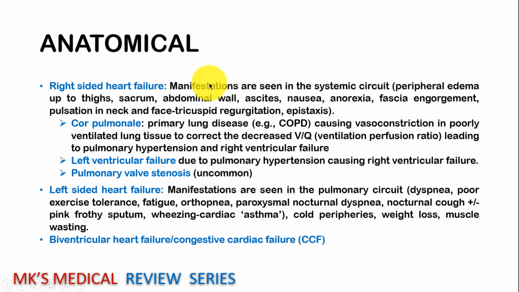which is why I say right-sided heart failure is going to lead to manifestations in the systemic circuit, where you're going to be seeing things like peripheral edema up to the thighs, the sacrum, even sometimes the abdominal wall. You may have ascites, you may have nausea, anorexia, facial engorgement, you may have pulsations of the neck, and you may have even this affecting the face. You may have features of tricuspid regurgitation. You may even have nose bleeding, epistaxis.